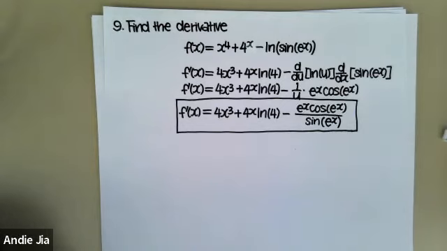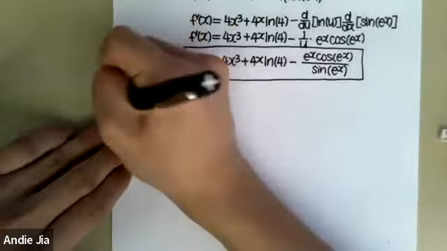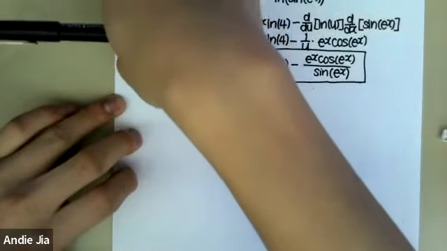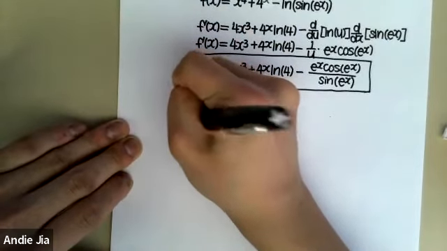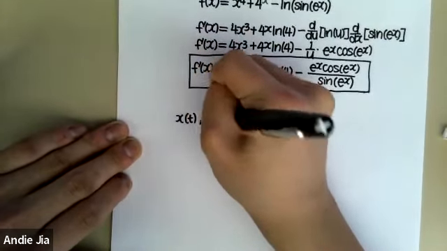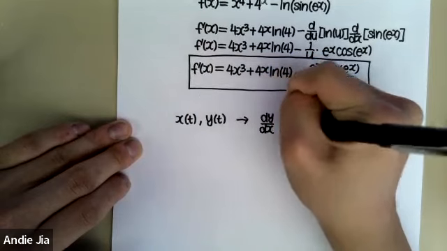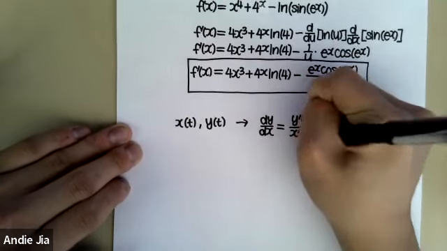Okay, so let's move on to parametric. So we can move to 10.2, parametric derivative. For a parametric derivative, if you give any form of x(t) and y(t), the derivative is y prime of t over x prime of t.